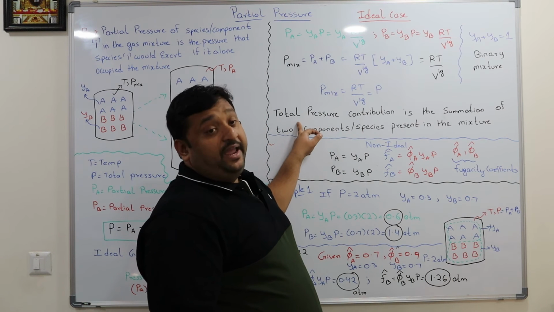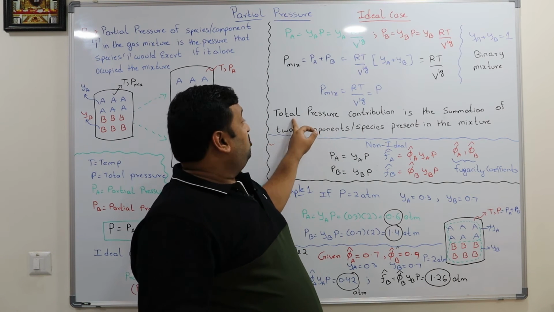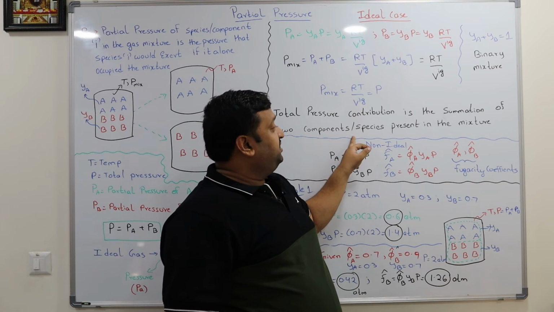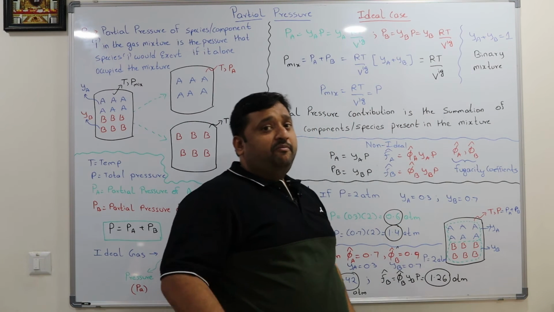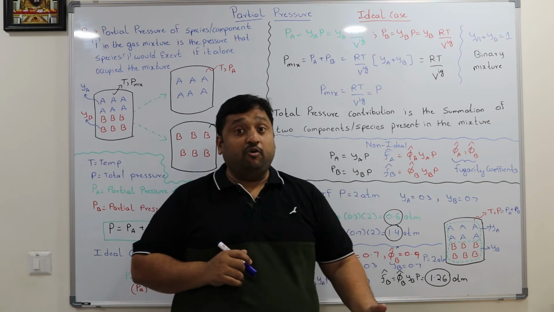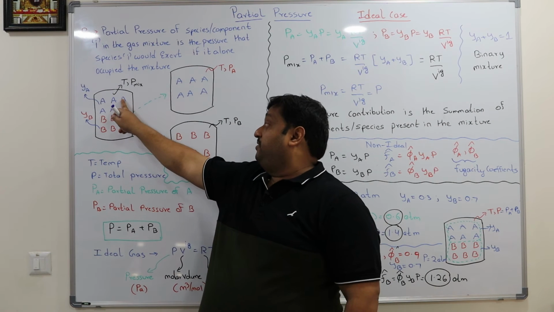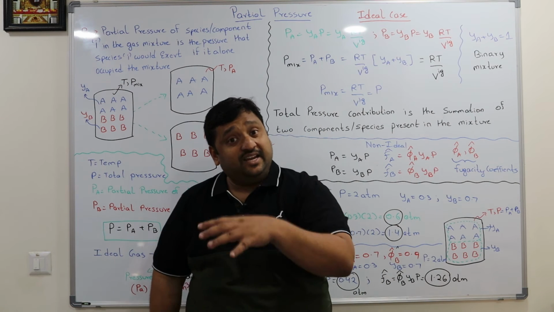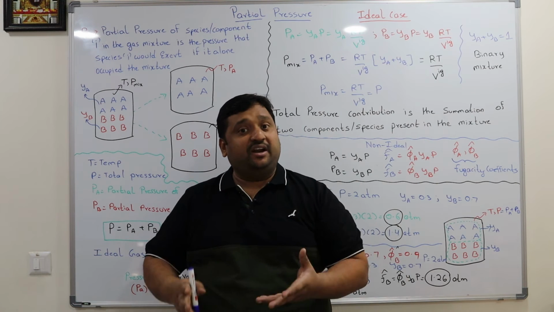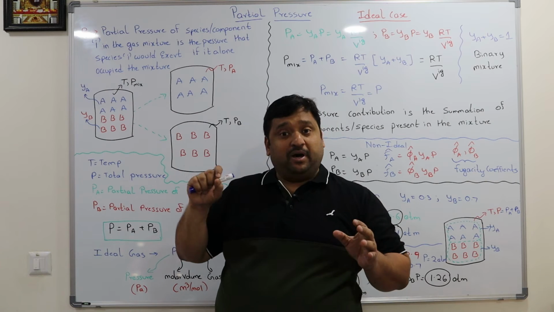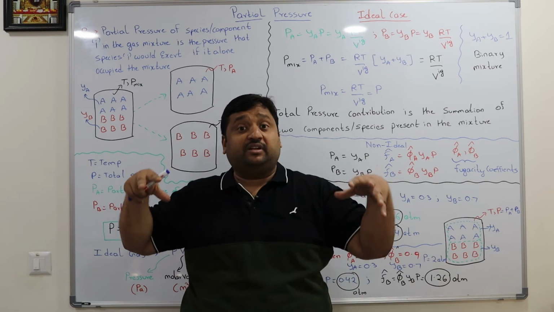So in summary, total pressure is the summation of the contributions of the two component species present in the mixture, which is a binary mixture. So now you know the partial pressure of A in this mixture and the partial pressure of B in this mixture. Are these really the driving force for separation and reaction to happen? In reality, the pressure is not the driving force.